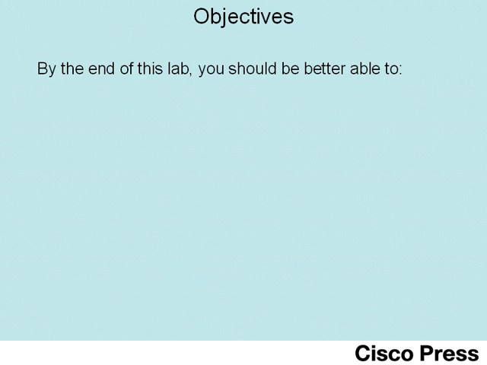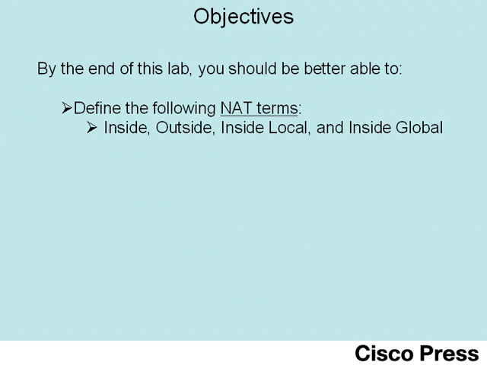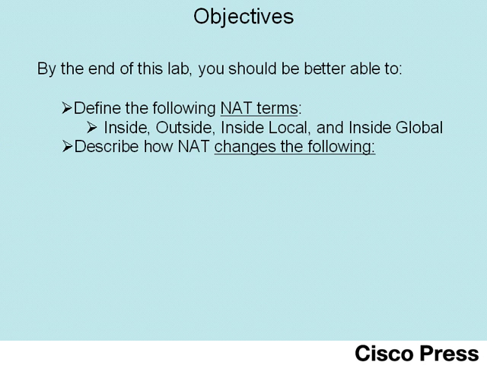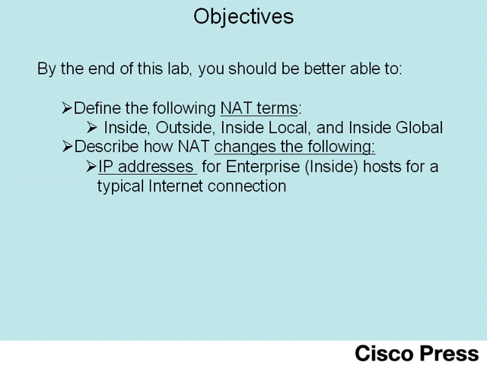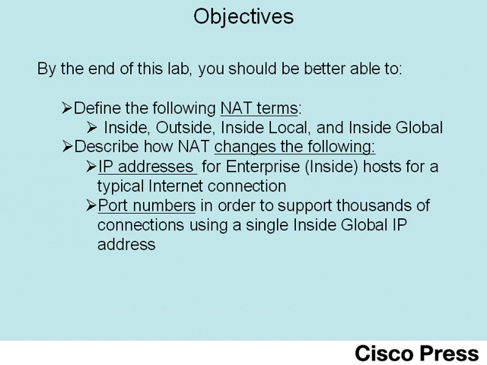First, NAT uses a lot of terminology that can be confusing, so we'll start out with some definitions of the terms inside, outside, inside local, and inside global. Then the lab will talk about how NAT changes things in the IP packet, in particular IP addresses as the packet passes from an enterprise host to an internet-based host, and vice versa, and how the router, when performing overload, will change port numbers so that it can support multiple TCP connections over a single routable IP address.